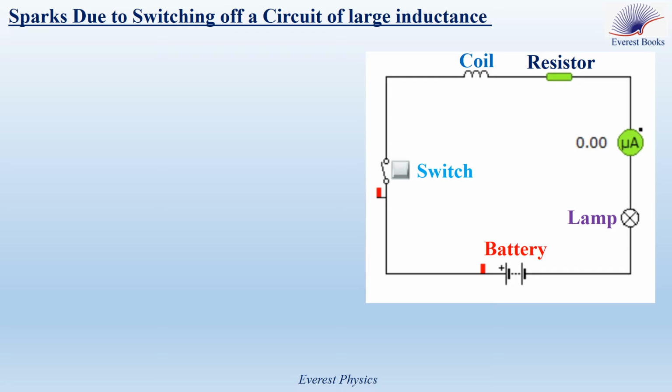Let's turn on the simulation. Now, a current of 69.2 mA is in the circuit. When we open the switch abruptly, sparks appear at the switch contacts.